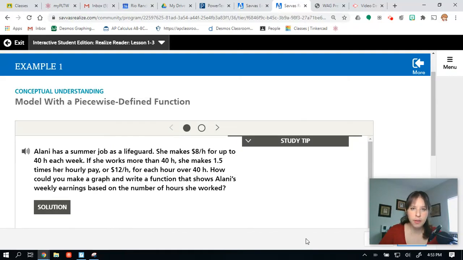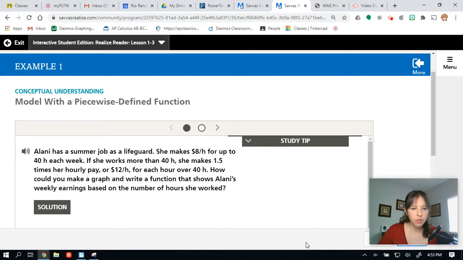Everybody, in this video we're going to look at lesson 1-3, topic 1, example 1. In example 1, we're going to look at a conceptual understanding of what a piecewise function is. So we're going to model with a piecewise function.